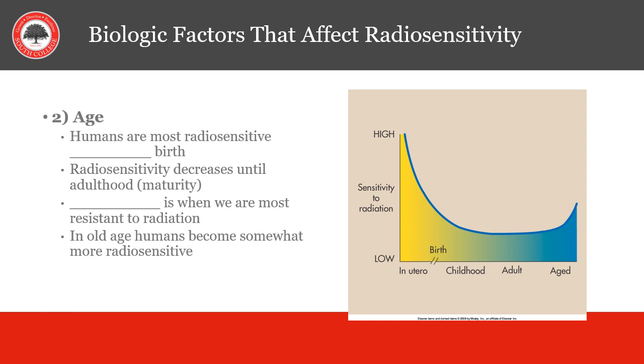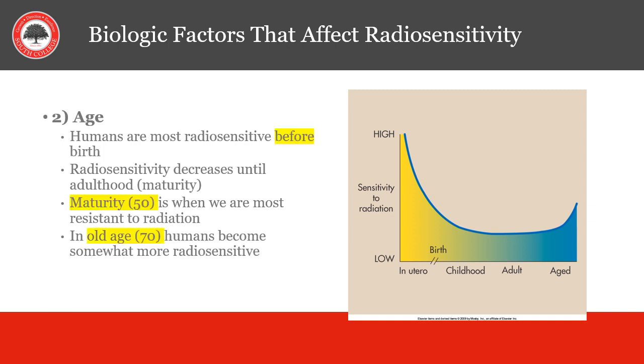So we're going to put these down as far as what from start to finish and use the exact wording from your textbook for the verbiage over here on the left-hand side. So taking a look at this, humans are most sensitive before birth, and that means when you're an embryo or a fetus. Then radiosensitivity decreases into adulthood, which means you're going to go from being an embryo to a fetus to being a newborn, then childhood, adolescence, and adulthood. And then in old age, it says aged on here, which is around 70, we become somewhat more sensitive. We're the most resistant, it shows at maturity, which is 50. It doesn't say the word maturity in here, it just has that in your textbook.